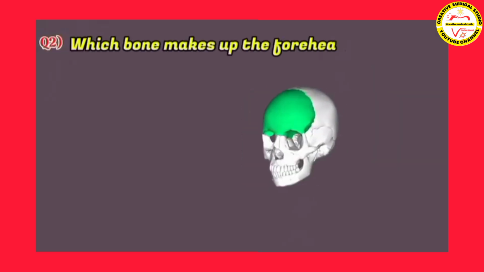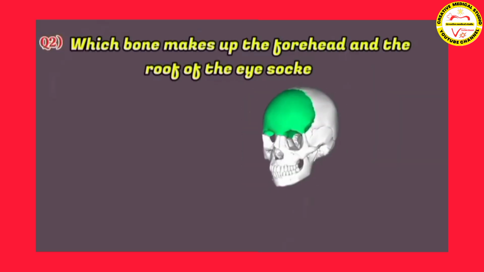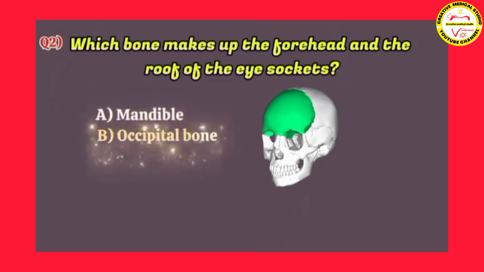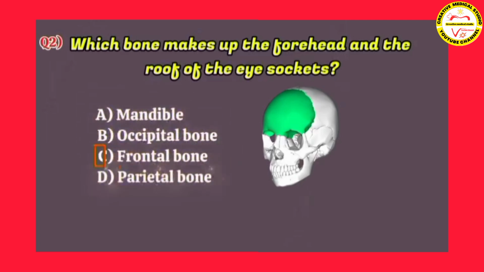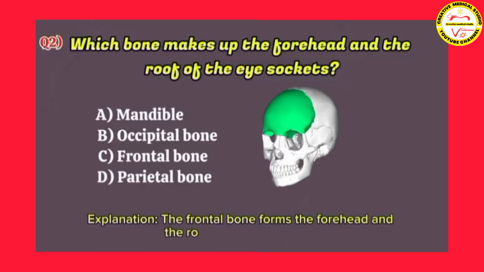Which bones make up the forehead and the roof of the eye sockets? Options A, B, C, D. Correct answer is C, frontal bone. Explanation. The frontal bone forms the forehead and the roof of the eye sockets.